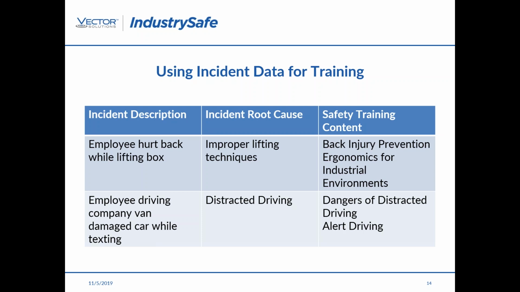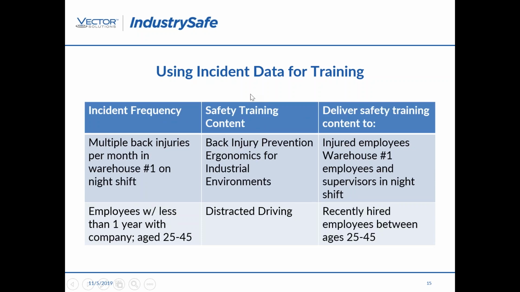Another example is I have an employee who's out there driving while texting. I've decided that at least one of the root causes is distracted driving. I'm going to make sure I deliver the dangers of distracted driving and alert driving to that employee. So that's one very simple scenario of how, hey, I'm looking at that incident data. How can I make sure I'm delivering safety training content? There's some other ways to look at it as well.